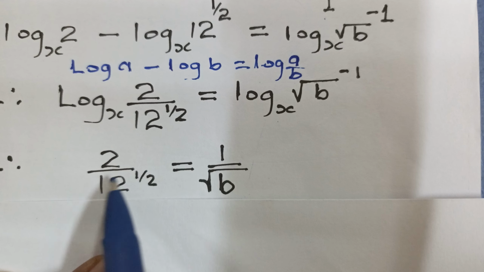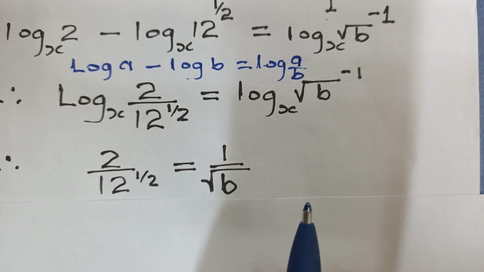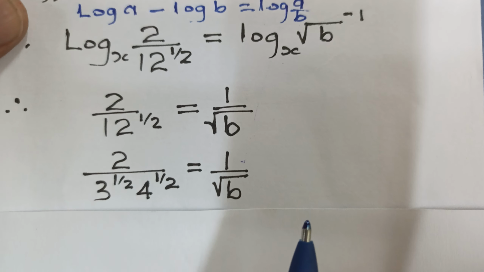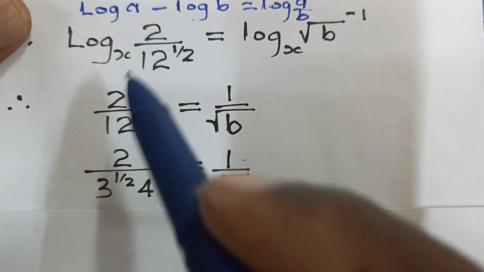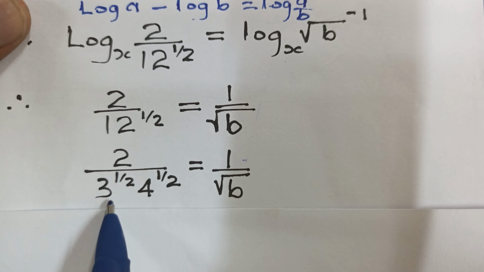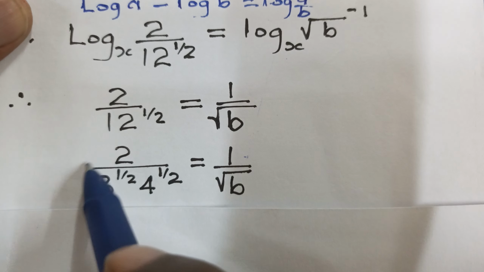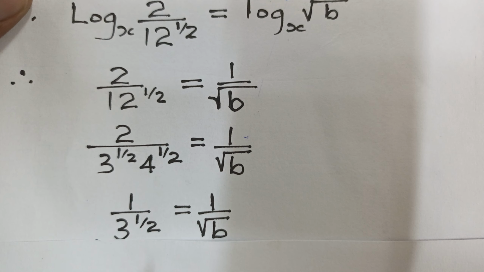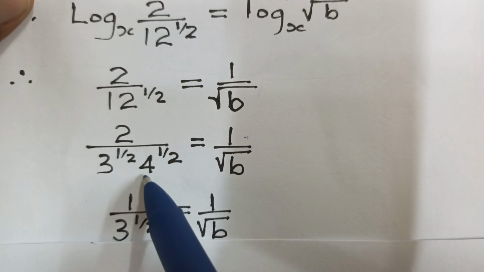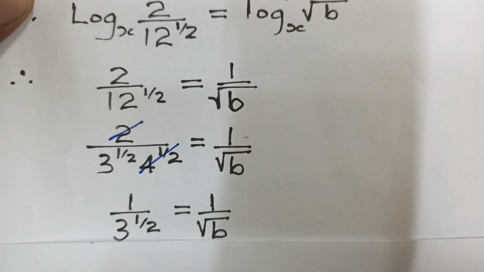2 all over 12 raised to a half is equal to 1 all over square root of b. From there we can now make b the subject of the formula. We come and square now this. Here we can separate 12 to read as 3 raised to a half times 4 raised to a half, which is the same as 12. Before we square, as you can see, 4 raised to a half is the same as 2. We can cancel that, and we can cancel that.